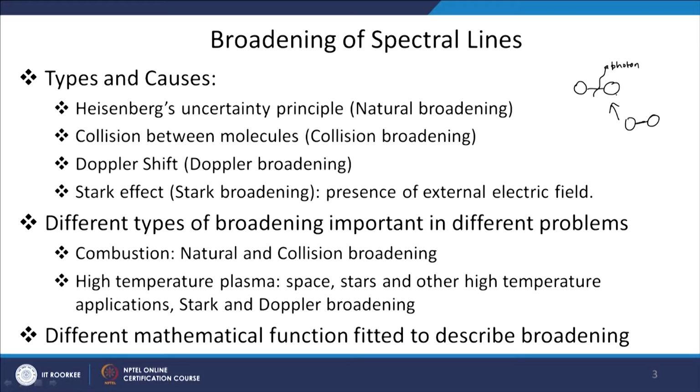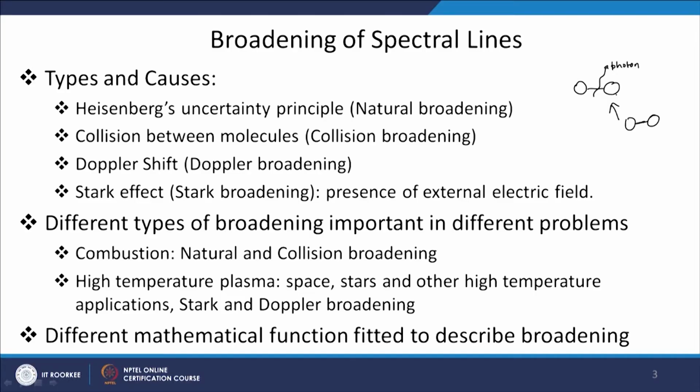The third mechanism of broadening is Doppler shift. You all have observed that the frequency of sound changes when the source, let us say a railway engine, is moving towards or away from you. Same thing happens in the case of stars. A star that is moving away from you, you will see flicker in its color, that means the wavelength appears to be changing for that star.